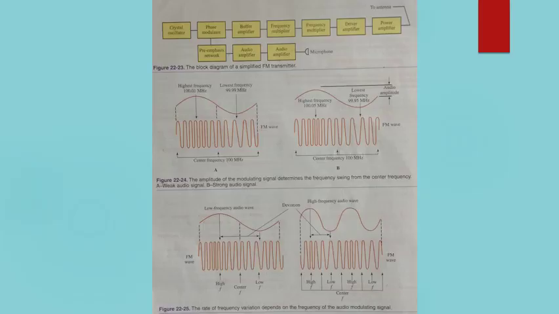An FM signal forms sidebands. The number of sidebands produced depends on the frequency and amplitude of the modulating signal. Each sideband is separated from the center frequency by the amount of the frequency of the modulating signal.